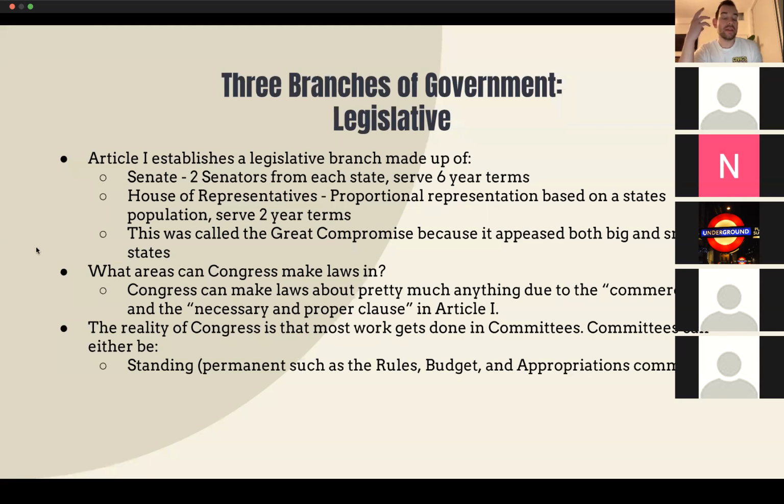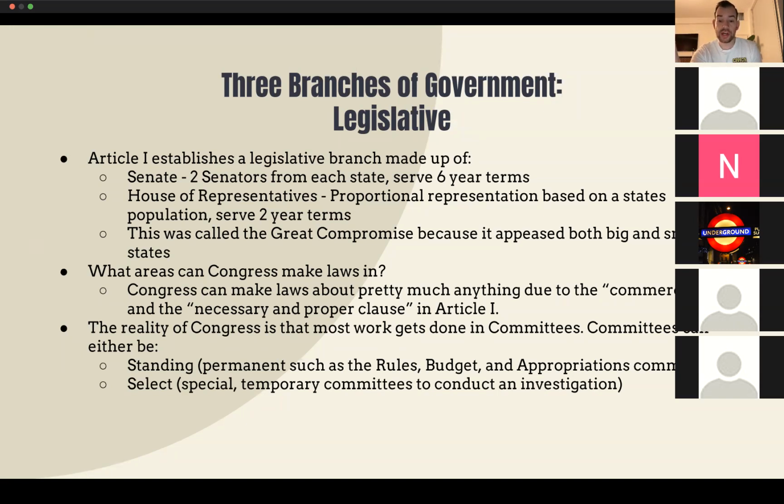There are a bunch of different types of committees. The most important ones are standing committees. These are the ones that are permanent. Some of them that you might have heard of are the Rules Committee, the Budget Committee, and the Appropriations Committee. Then there are what are called select committees. These are special temporary committees to conduct an investigation. For example, there is currently a special committee that's investigating what happened on January 6, 2021.